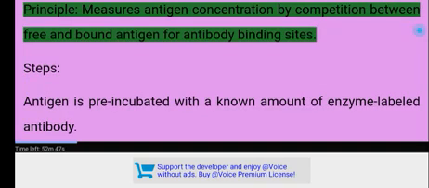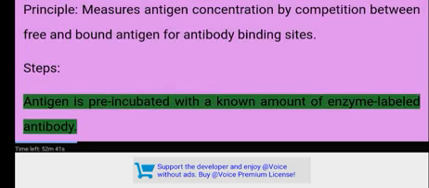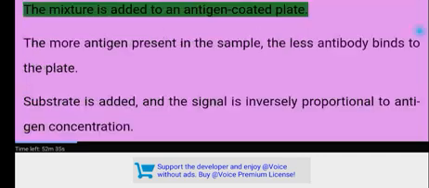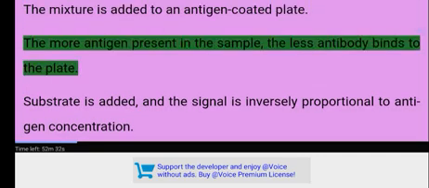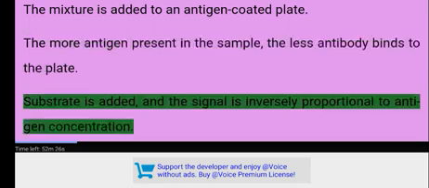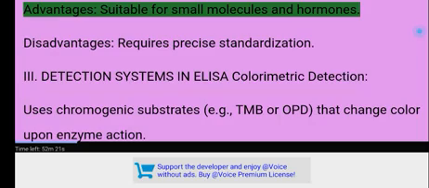4. Competitive ELISA. Principle. Measures antigen concentration by competition between free and bound antigen for antibody binding sites. Steps. Antigen is pre-incubated with a known amount of enzyme-labeled antibody. The mixture is added to an antigen-coated plate. The more antigen present in the sample, the less antibody binds to the plate. Substrate is added, and the signal is inversely proportional to antigen concentration. Advantages. Suitable for small molecules and hormones.